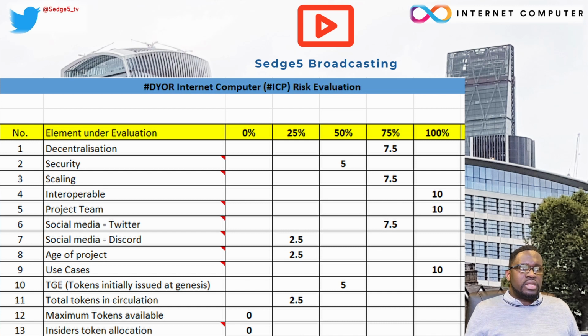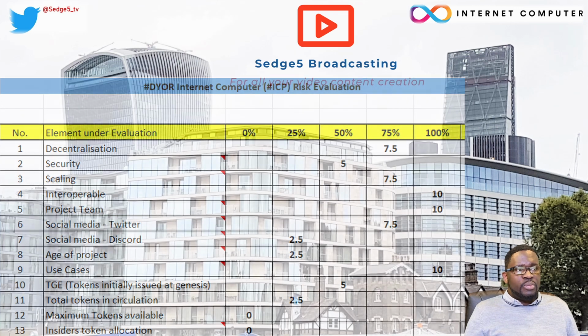Again, guys, those are the 13 elements. Do you agree with the scores we've allocated to ICP? Do you currently hold ICP, the token? Let us know in the comment section. The aggregate score comes up to 70 points out of 130.